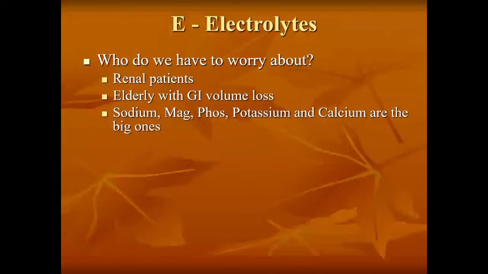And the big things we got to worry about is sodium, mag, phos, potassium, and calcium. Those are the big ones that get thrown off, especially potassium in our renal patients. You can see some changes on ECG, and that's going to clue us into having to treat that even before labs come back. And a lot of times we'll get POC labs on these patients just to check their lytes when they come in.